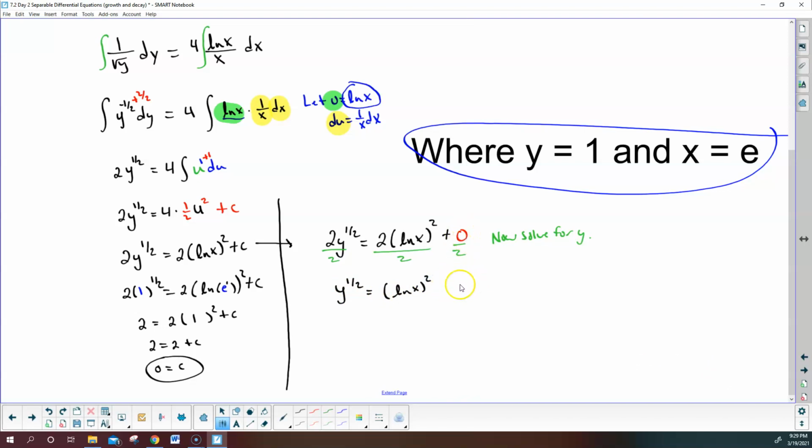I'm not even going to write the 0 here anymore. And then the next step is, how do I get rid of the 1/2? Remember that 1/2 is the same as the square root. So the way we get rid of this would be to raise it to the reciprocal power, which is just raising it to the second power. That leaves me with y equals the natural log of x to the 4th power. And I would stop right here.